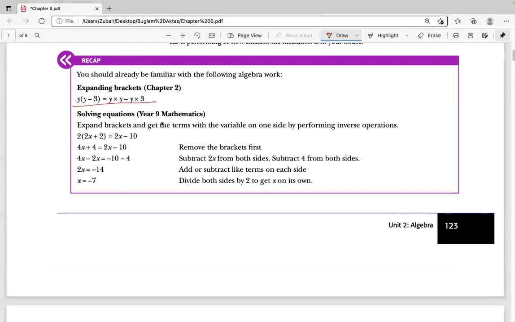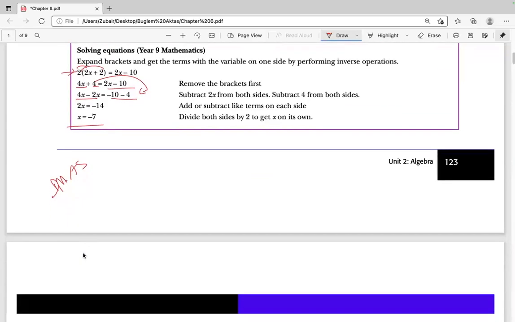So solving equations, year 9 mathematics. If I just look at this first line, 2 times x is 2x, 2 times 2 is 4. On the other hand, 2x minus 10. Then we rearrange, bring all the variables on one side, so 4x minus 2x, and all the numbers on the other side, negative 10 minus 4. This 4 goes on the other side, becomes negative 4. And you simplify to get x equals minus 7. So it is more of the maths rule and simple algebra.